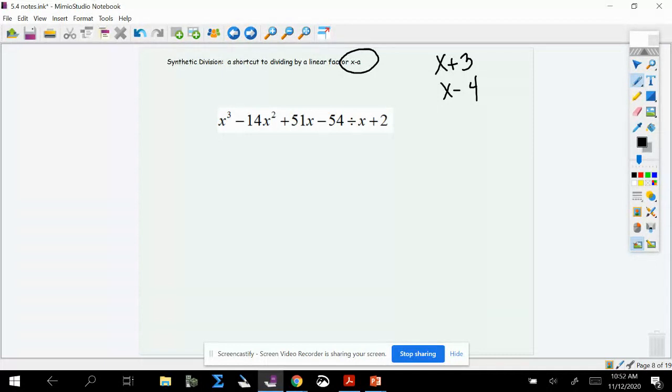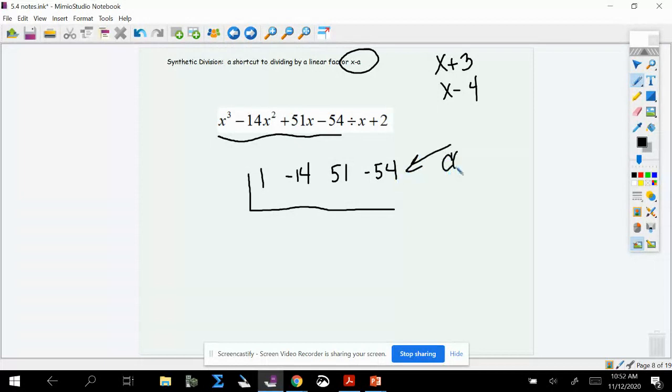You're going to take your dividend, and instead of writing the entire thing down, you're just going to write the coefficients of each term. You're going to create kind of a box, but it's not really a box, more like an L shape. Going across this L shape, you're going to write down: I have 1x cubed, negative 14x squared, 51 x's, negative 54 constants. So that's what you're going to do across the top. You're going to write your coefficients across the top of this long L shape.